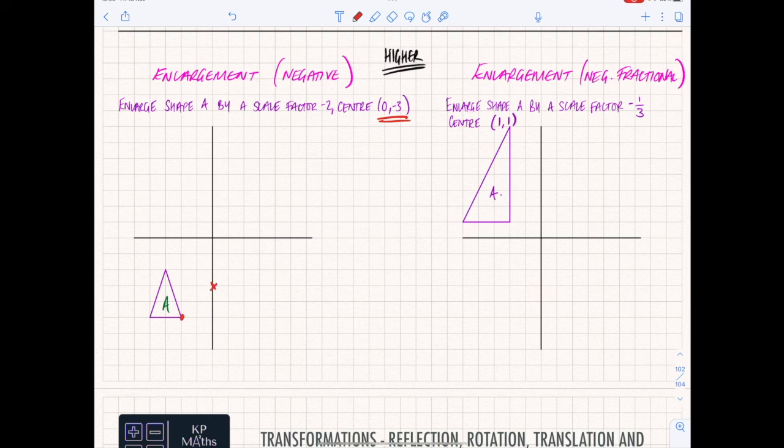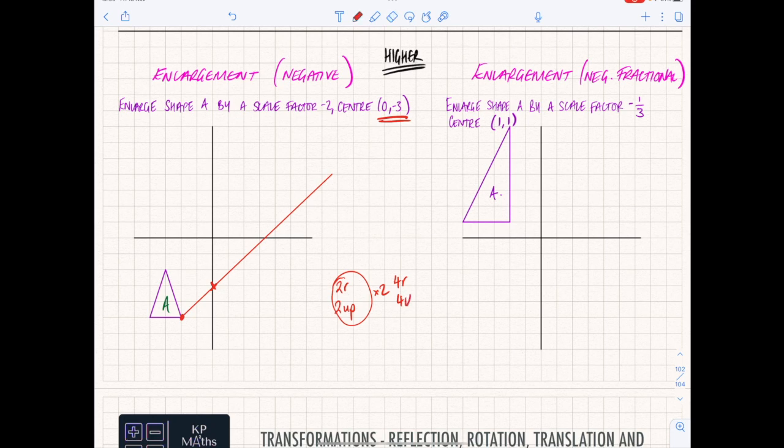I'm still going to pick a point, and what I'm going to do with this point is count how many squares it goes to the cross. So 1, 2 right, and 2 up. Now, to help me figure out where to put the point, I'm going to draw a line that goes through the centre of enlargement. What I know is that this red point has to be somewhere along that line. Because my scale factor is minus 2, I times all this by 2. So therefore I go 4 right and 4 up.